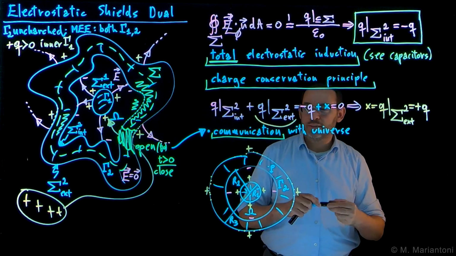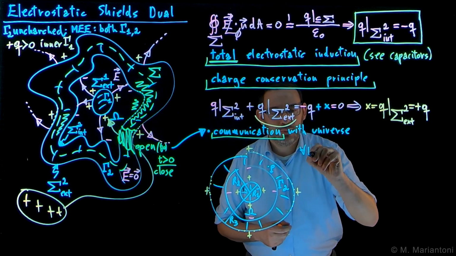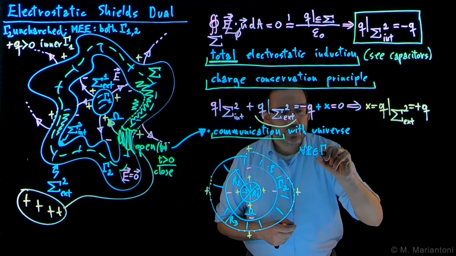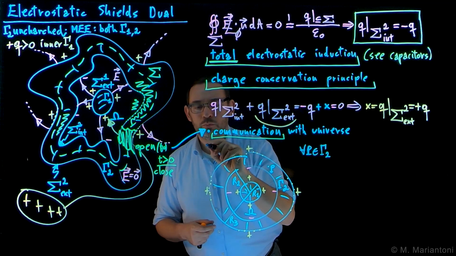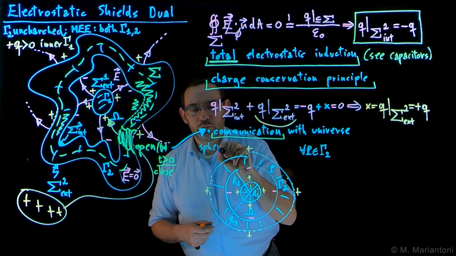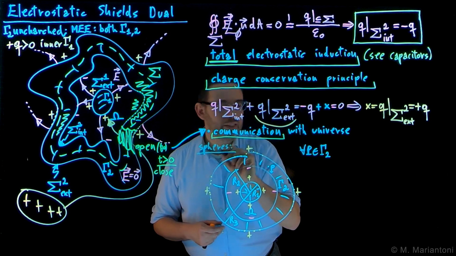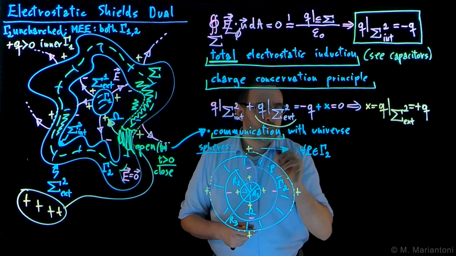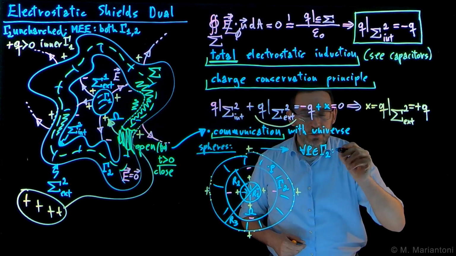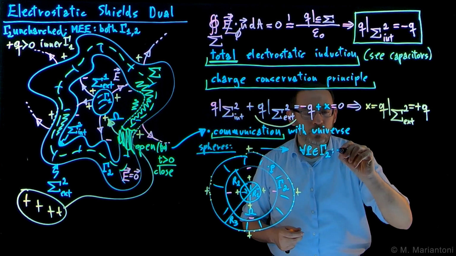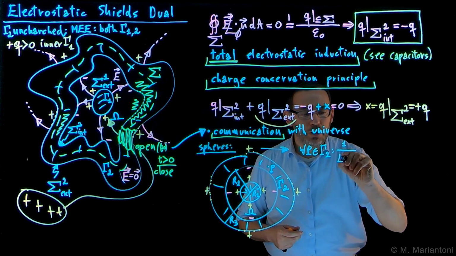So we apply the superposition principle, and we see that for each point, capital P in capital gamma 2, in this specific case of spheres, we obtain, by Coulomb's law and the superposition principle, 1 over 4 pi epsilon naught.